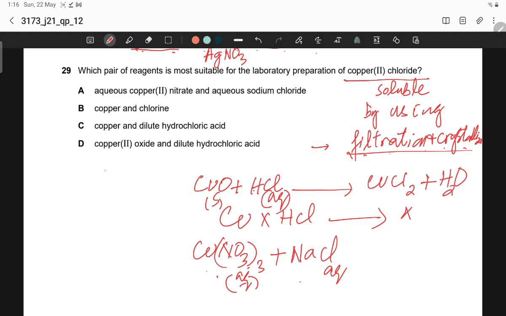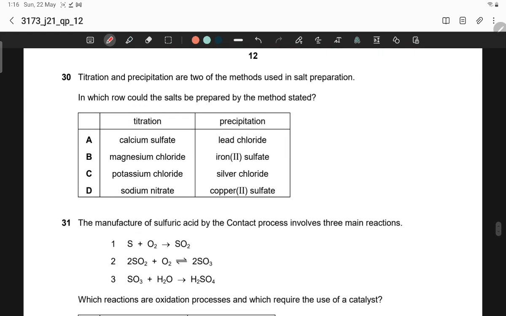So copper 2 oxide, this is incorrect. Copper and chlorine is incorrect. Copper and dilute hydrochloric acid is also incorrect. Copper 2 oxide and dilute hydrochloric acid is correct.